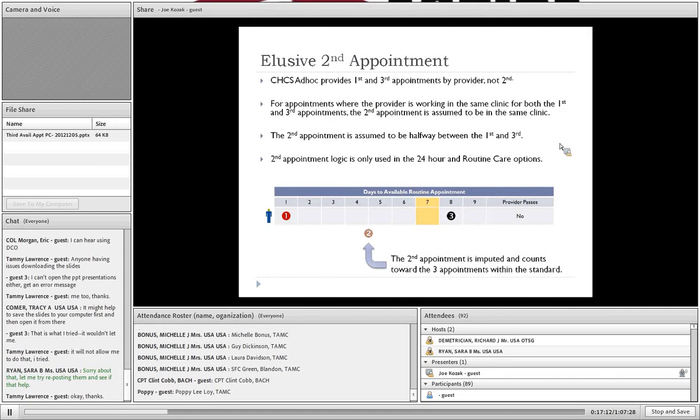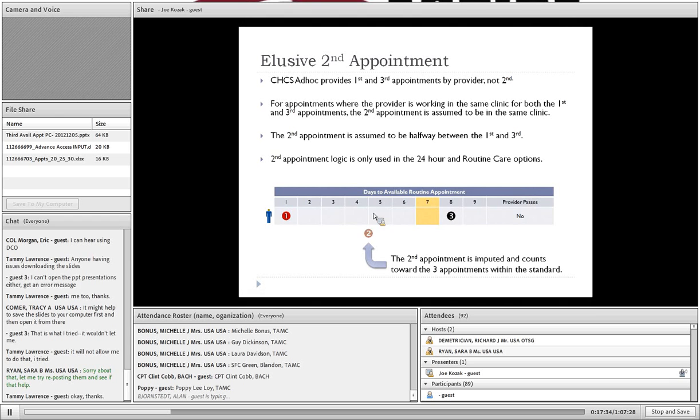The reason this becomes important is, again, if we're trying to calculate are there open appointments, we need to know about appointments. So basically, as you can see on this graph here, what they've done is they've added the 2nd, it is inputted and counts towards the 3rd available, but it's inputted based on where it falls directly in between, because statistically when we ran the numbers, looking at where the 2nd appointment was when we did find 3, it was pretty much right in between.